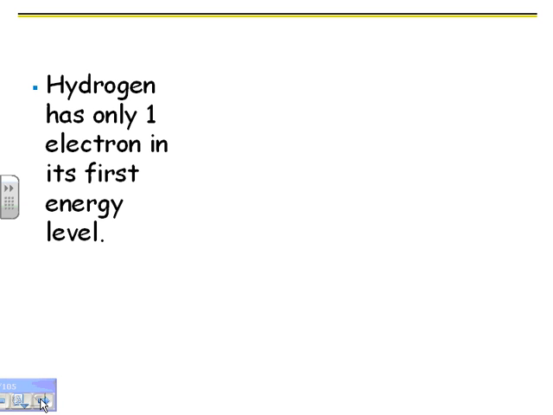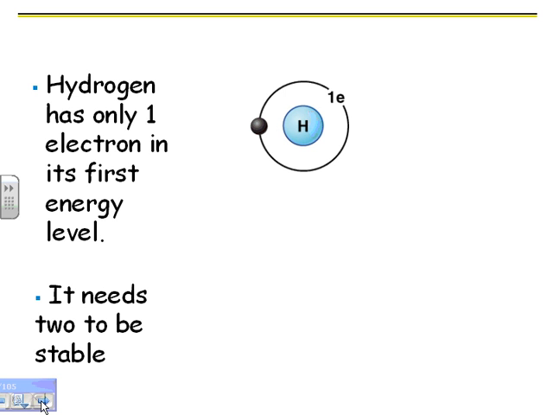So hydrogen has only one electron in its first energy level. The reason is it's got only one proton in here, which is something you don't have to memorize. And because it's got one proton, it's got one electron because they balance each other off. It needs two to be stable.